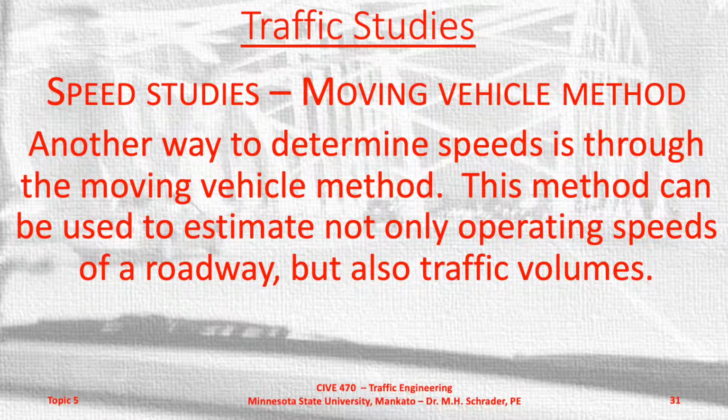The moving vehicle method is helpful to calculate both speed and volume. However, unlike the speed trap method, it requires two people to perform the operation or the study. In the speed trap method, one person is enough to do all the process and collect all the data. But in the moving vehicle method, it has to be at least two people collecting the data.